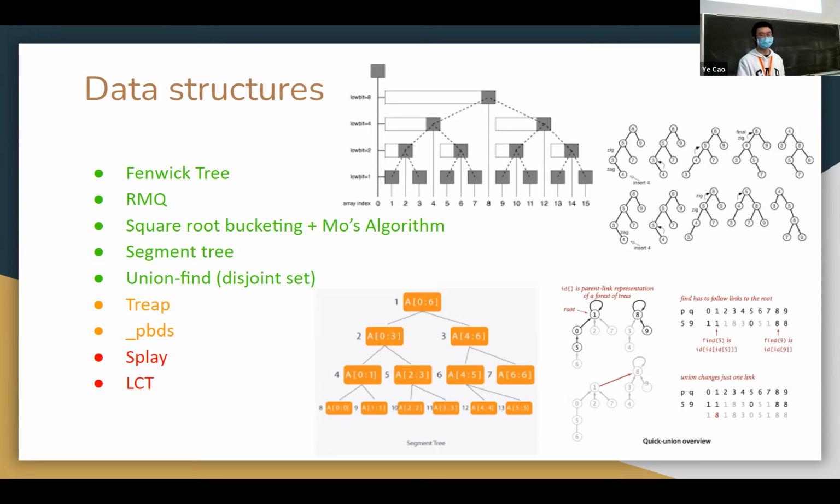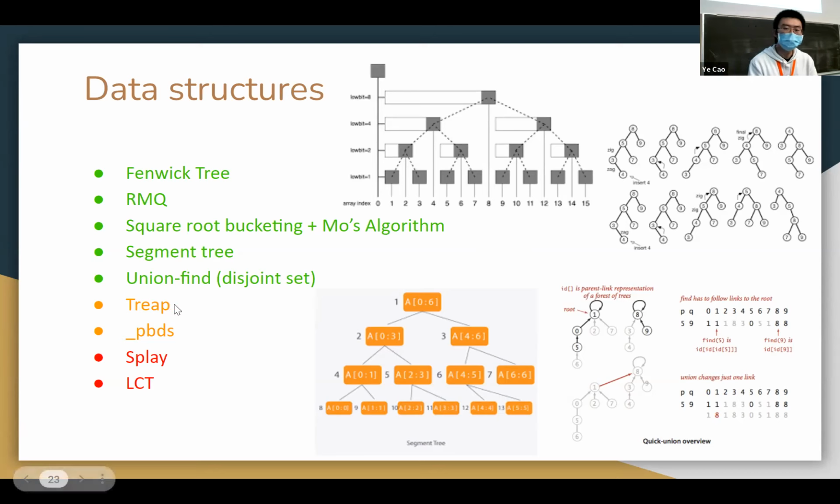Segment tree, it maintains an array and queries the range min, max, sum, product, GCD, whatever, from index i to index j in log n time. Union-find, which is sometimes called disjoint set. So you have a bunch of elements labeled from 1 to n, for example, and it supports two types of query. Union i j, you put i and j in one equivalent class, and find, if i and j are in the same equivalent class.